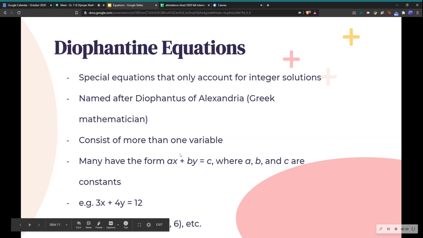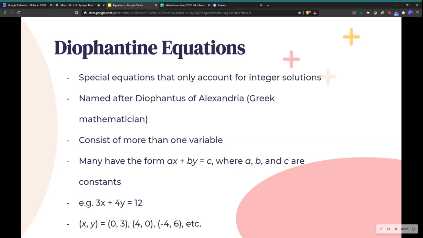And there are multiple forms of Diophantine equations. So we can have a squared plus b squared is equal to c squared. That's the famous Pythagorean theorem. That's also a Diophantine equation. But we're only going to look at the equations with this format: ax plus by is equal to c.